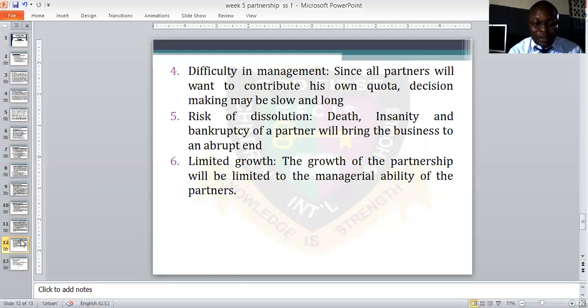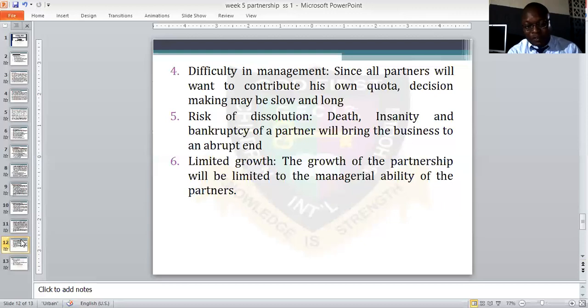Then let us look at risk of dissolution. Death. We discussed the death in the disadvantages of the sole proprietorship. Death, if it's sole proprietorship, will discontinue the business. Then the death of one partner may bring the business to an abrupt end. That means it may bring the business to an end, or insanity, as well as bankruptcy of the partner, will bring the business to an end.